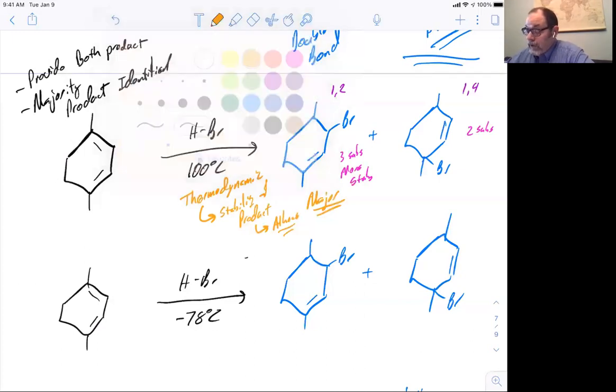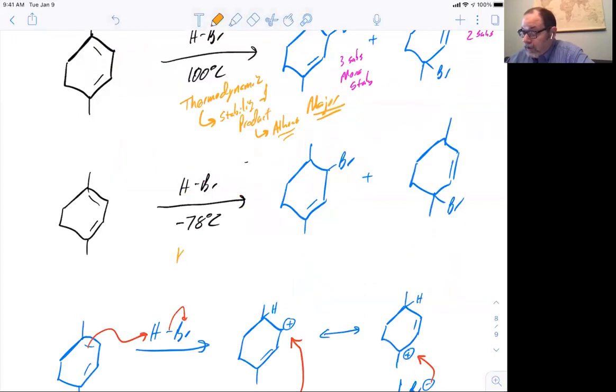Now let's go to the next one. Here we've got it cold, so that tells me it's kinetic. So that's fast, and in this type of reaction, what does that mean? That means 1,2. So which of these is my 1,2? Well, this first one is the 1,2. This is the 1,4. How do I know what the 1,4 is? Watch for a movement in the double bond. If the double bond's moved, that means it's been through resonance. That's going to be your 1,4. Your 1,2 is going to be direct addition to one of those double bonds. So therefore, this is my major product, okay?